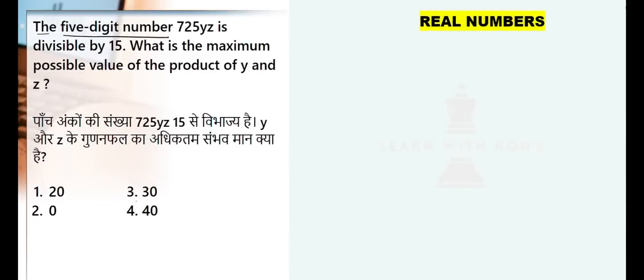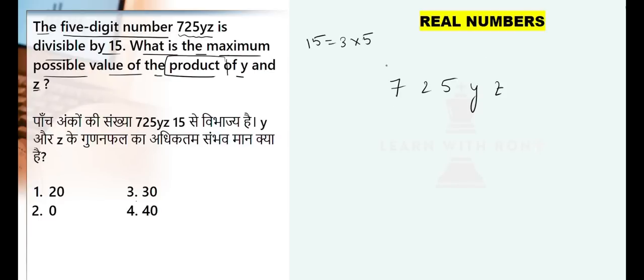Next problem. See this one, the 5 digit number 725YZ is completely divisible by 15. They asked us what is the maximum possible value of the product of y and z. Okay. So, 15 is nothing but 3 times 5, right. So, this complete number is divisible by 3 and 5 also.